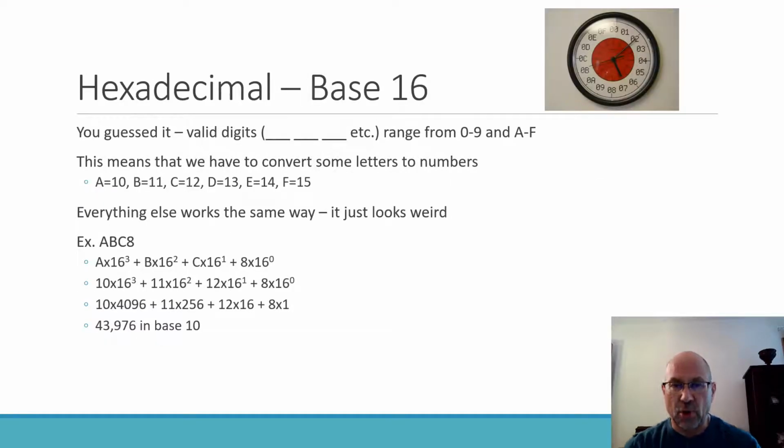All right, let's go for gold here. Let's try hexadecimal. Now that's base 16. The challenge here is that we've got these extra letters thrown in that mean actual different values. In addition to 0 through 9, we're going to say that the letter A is 10, B is 11, and on up to F, which is 15. Everything works the same way, it's just a little weird. So if we have an example hexadecimal number of ABC8, I know it looks weird, but here's how we go.